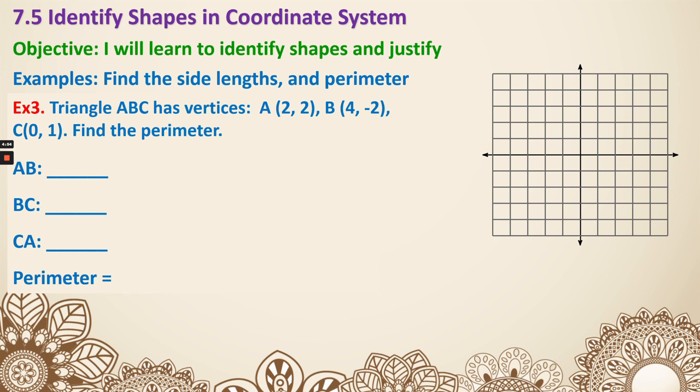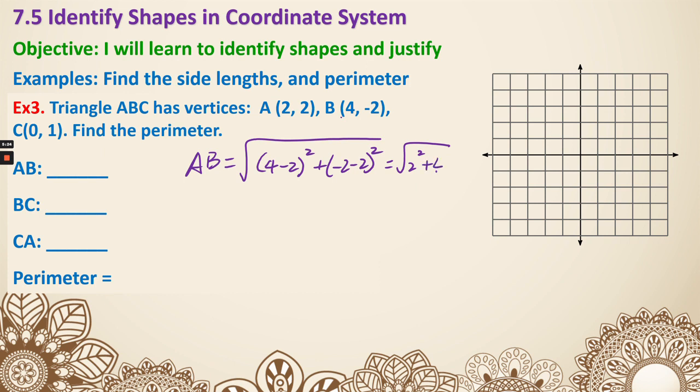Continue to example 3. This time, you are given the points and you are also given the graph. So you can choose to graph it onto the given coordinate system and then do what we just did, or you can choose to use the distance formula for each side. So AB is the square root of (4 minus 2) squared plus (negative 2 minus 2) squared. Remember to put things inside parentheses so you're not messed up by the negative numbers. This is basically 2 squared plus 4 squared, which is equal to 20. That is going to be 4.47.